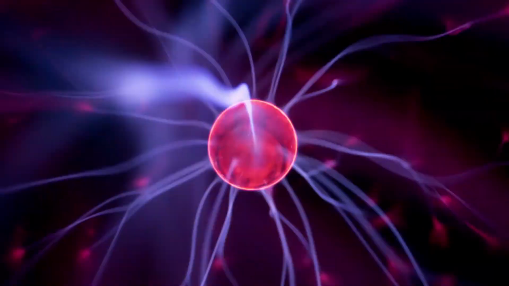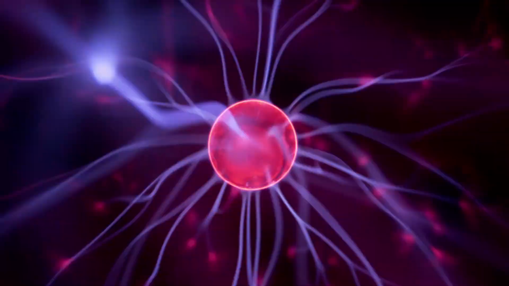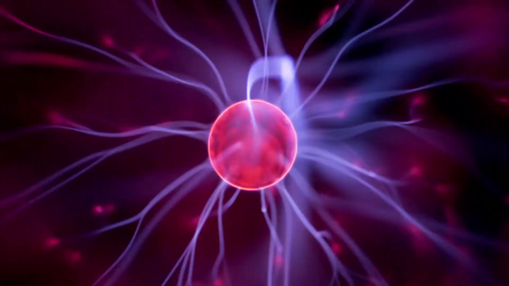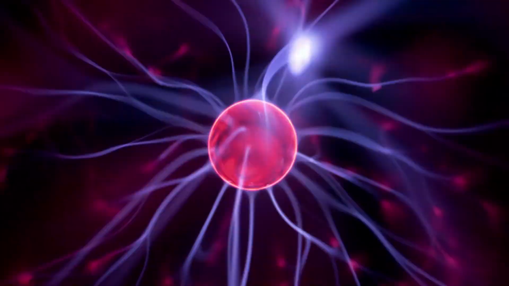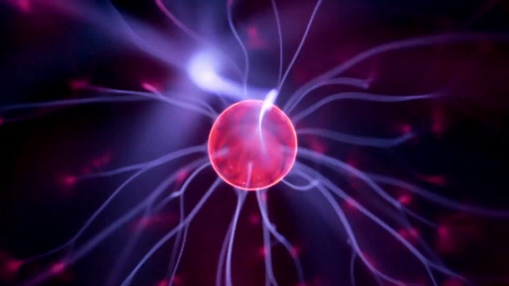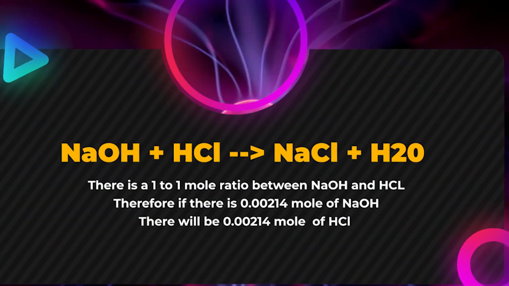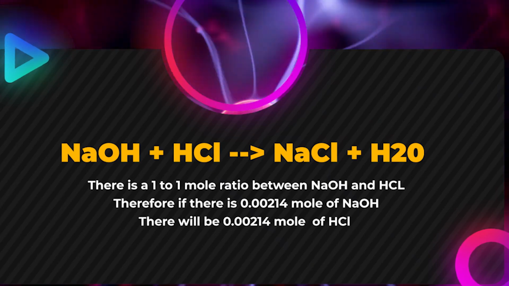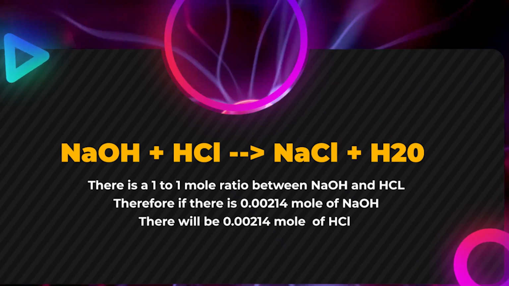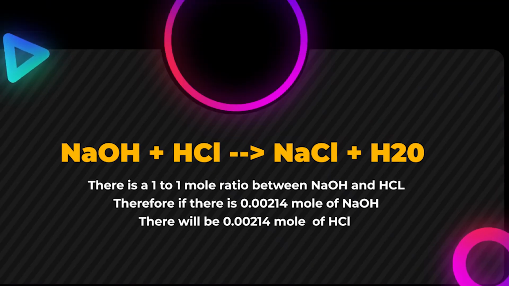Next, we need to find the number of moles of hydrochloric acid that was already present in the flask before we started to add any NaOH. To do this, we look at the mole ratio from the equation. From the equation, we see that 1 mole of sodium hydroxide reacts with 1 mole of hydrochloric acid. Therefore, if we have 0.0021428 moles of sodium hydroxide present, we must also have 0.0021428 moles of hydrochloric acid present.